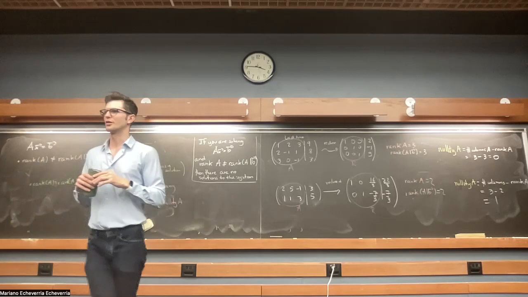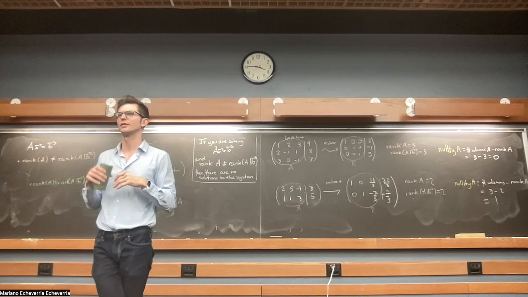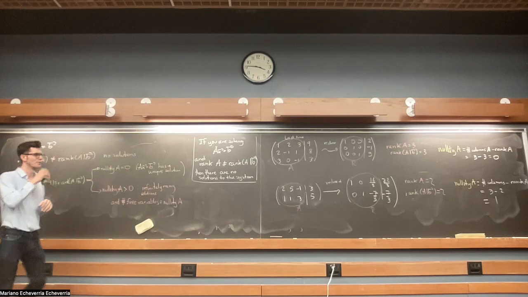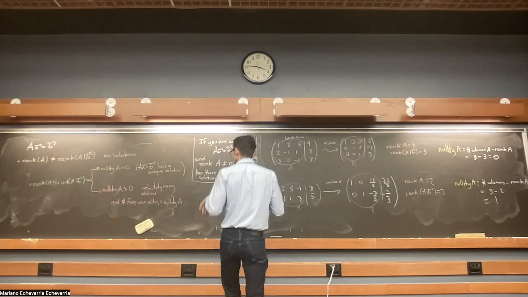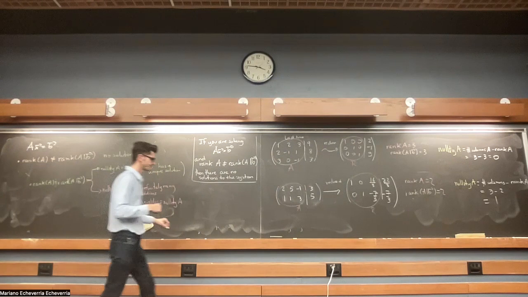But from what I have said so far, you have no reason to believe that the nullity couldn't be negative, but it cannot be negative. The nullity is what is called the dimension of the kernel of a matrix. So implicitly, what I'm saying is something we will justify later. I don't remember if we end up proving that. But as an aside, let me put it as a remark.